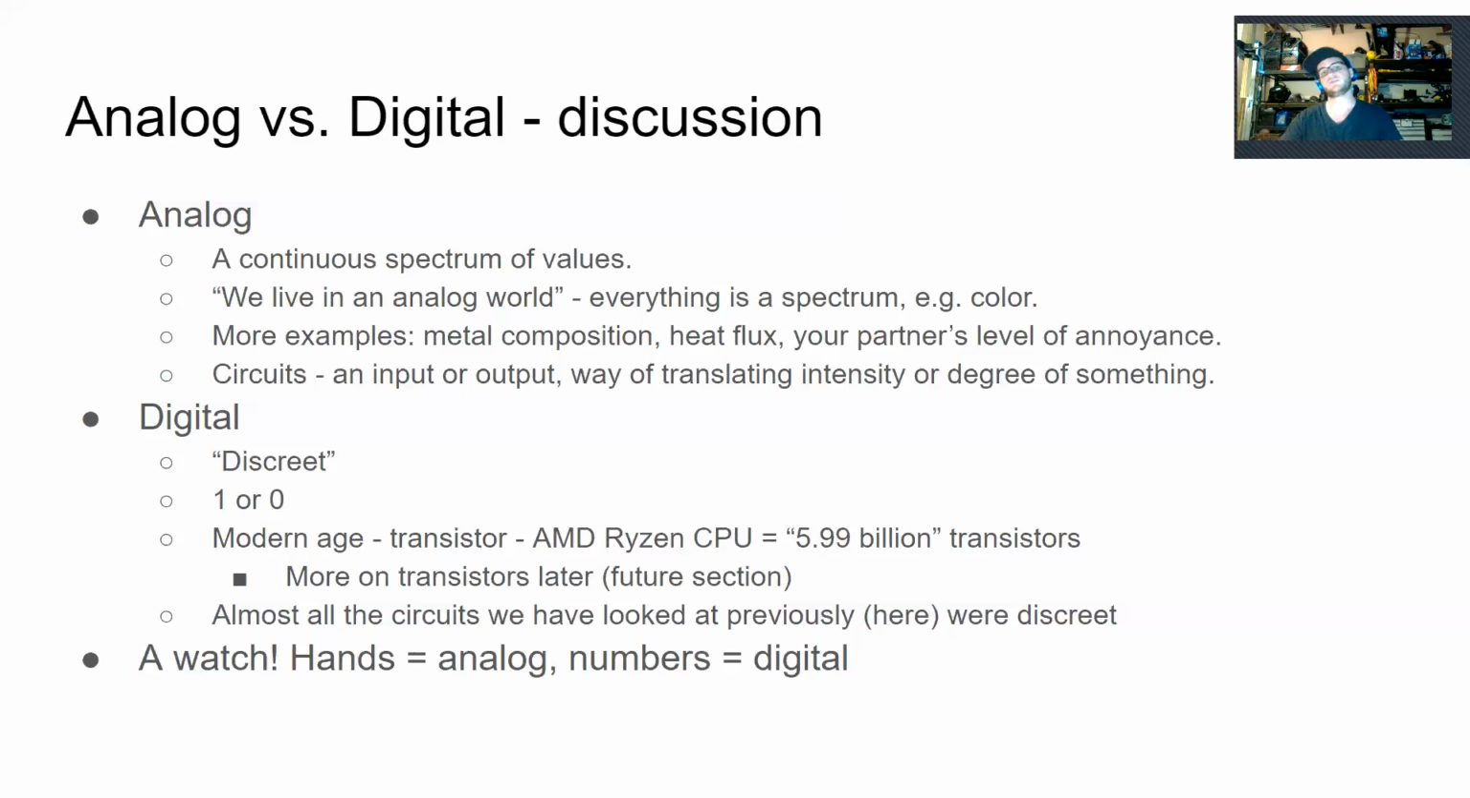So a good example is a watch. If you have an old school watch with gears and hands, that's an analog value, right? Because it's constantly sweeping through that value. Whereas if it has a digital, like an LCD display that shows actual numbers, that's a digital value because it's a discrete value. It's one finite number that's being displayed.